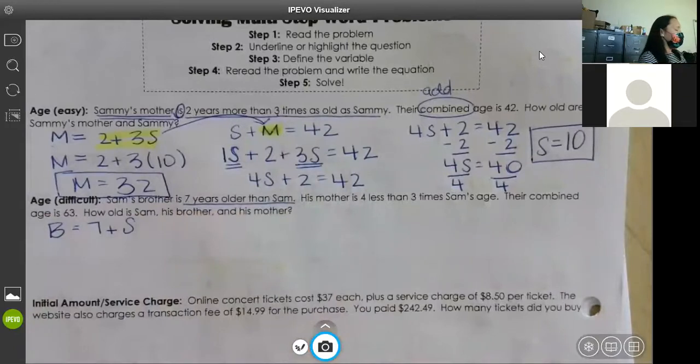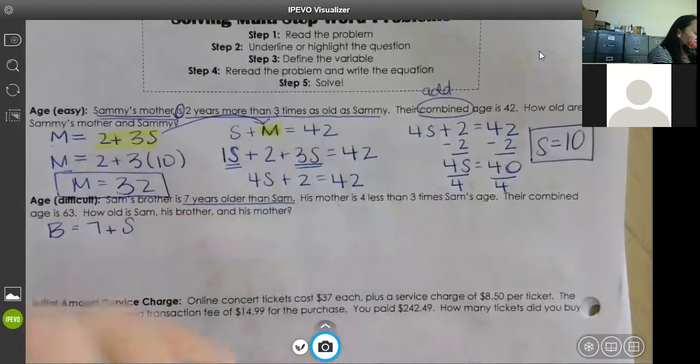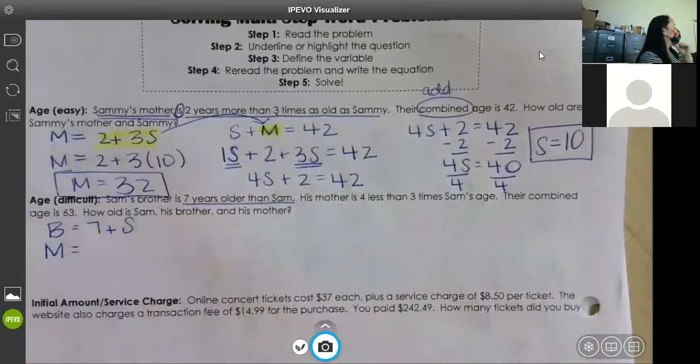So there's your first one. Now we're going to talk about the mother. How can I write the mother? M. Okay, hold on just a second. I'm just representing mom. We're going a little bit quick, but we'll get there. Be careful on this one.